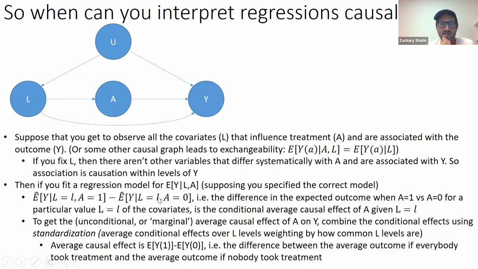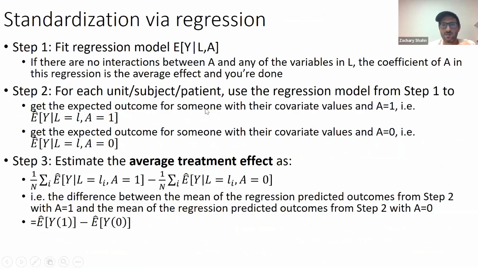And then the next step is if you want the average effect in the whole population, not just conditional for a certain group of people who have certain L values, then you need to average these effects over all the L's. And the more people there are who have a certain L value, the more highly you should weight the effect in those types of people if you want the overall average in the population. And that's what standardization does. So the average causal effect in the population is the difference in the expected outcome had everyone taken treatment and the expected outcome had no one taken treatment. You can get that difference through standardization using this 3-step process.